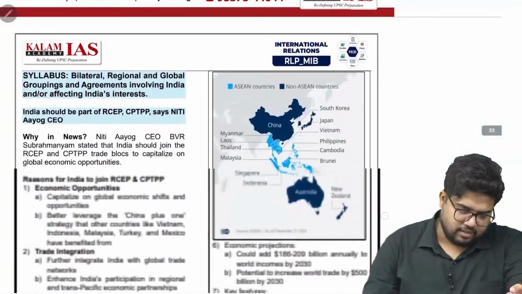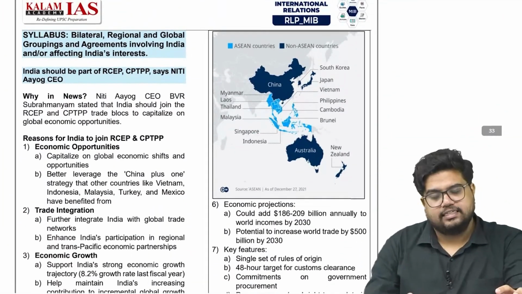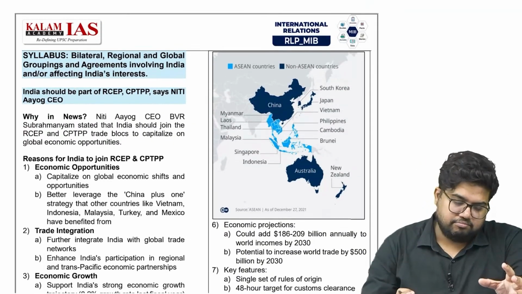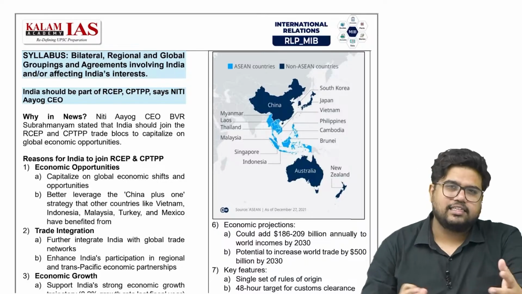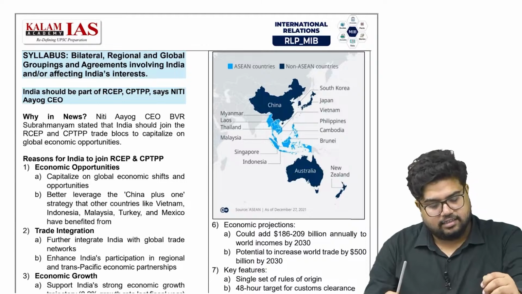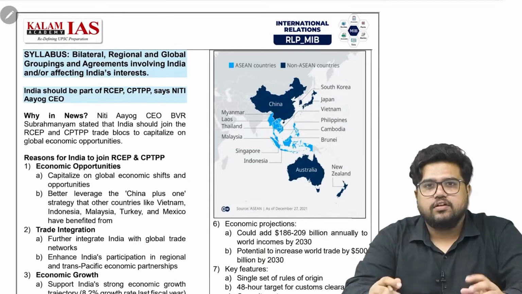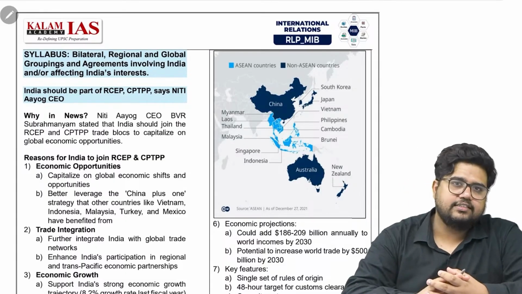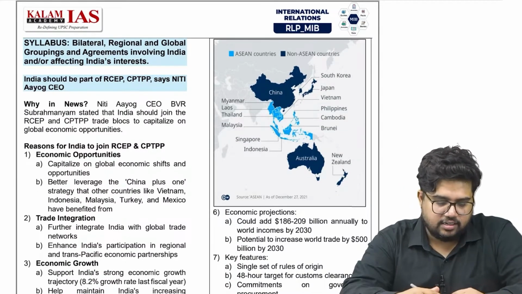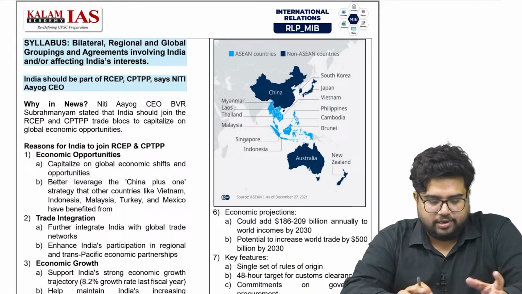Let's go ahead. Let's discuss something in line with major countries' relationships. Let's move to the next part of the syllabus, that is bilateral, regional, global groupings, agreements involving India, and so on and so forth. Yeah, let's continue our discussion. So the next part: the bilateral, regional and global groupings and agreements involving India or affecting India's interests.